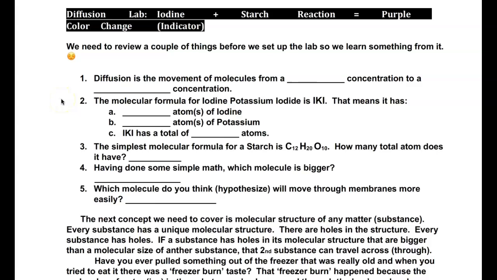Number two, the molecular formula for iodine potassium iodide is IKI. That means it has blank atoms of iodine. So if we look, I, K, and I, we have two I's, so we're going to put a 2 in there for A. So we have 2 atoms of iodine, and there's only one K. It has no subscript, so we're going to say 1. So 2 plus 1, IKI has a total of 3 atoms.